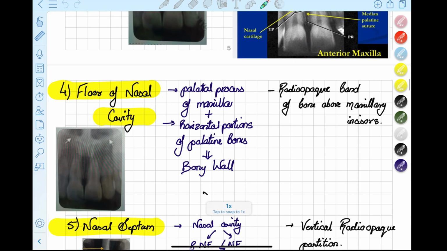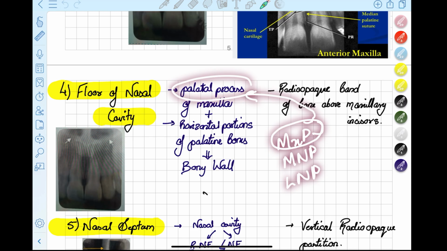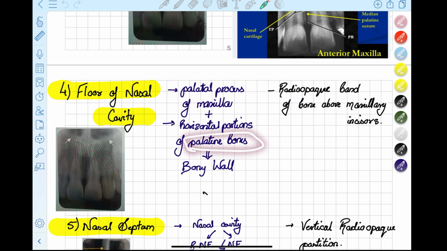Now coming to the fourth structure, that is the floor of nasal cavity. This is the floor of nasal cavity. It is made by two parts, that is the palatal process of maxilla and the horizontal portions of palatine bones. As we have seen in development of head and face, there are the maxillary process, medial nasal process, and lateral nasal process. From the maxillary process, the palatal process and the horizontal portion of the palate bones together make the floor of nasal cavity. They make a bony wall.